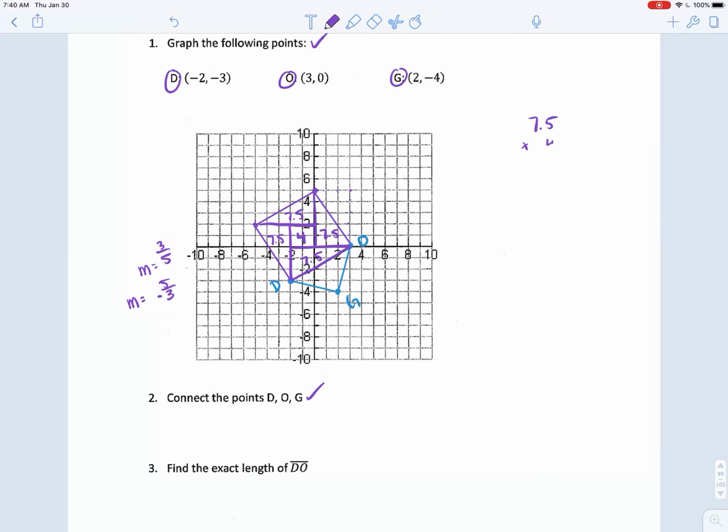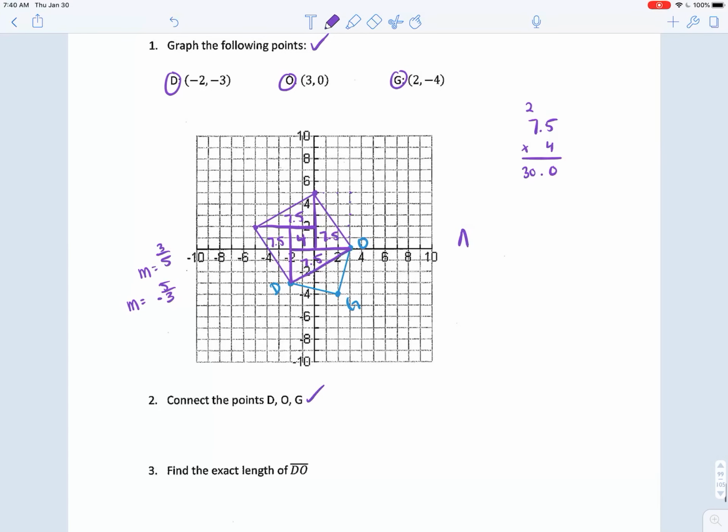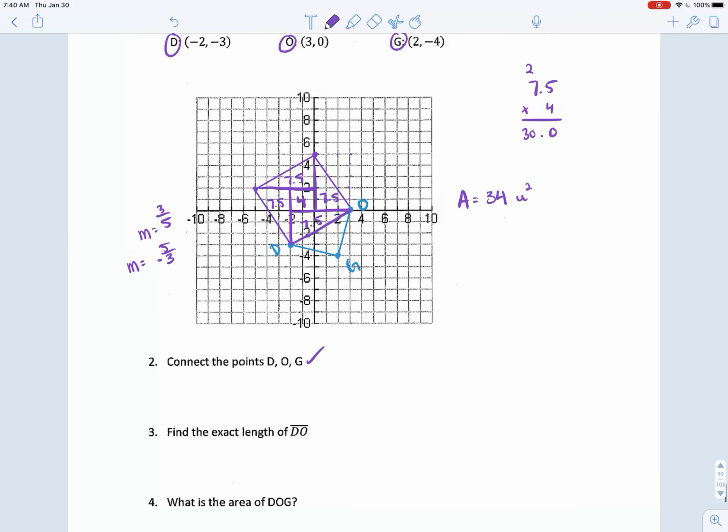I don't have a calculator on me, so I'm going to calculate this really quick. 7.5 times 4, 28, 30. Awesome. All right, so it looks like the total area of this square is going to be 34 square units. All right, but the question's asking for the side length, and it says the exact length. So we're not going to use our calculator here. We're going to take the square root of 34, and we need to double check to see if we can simplify this.